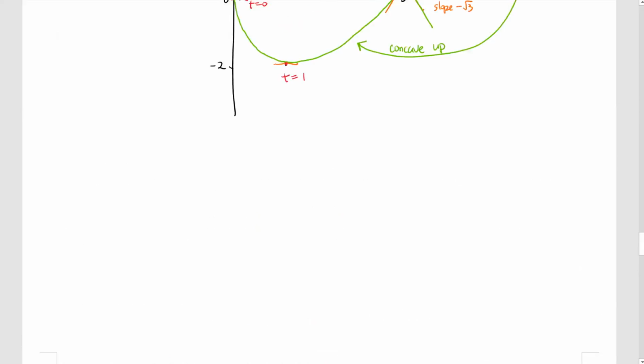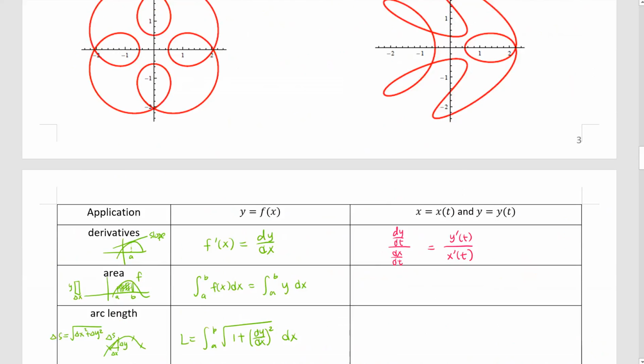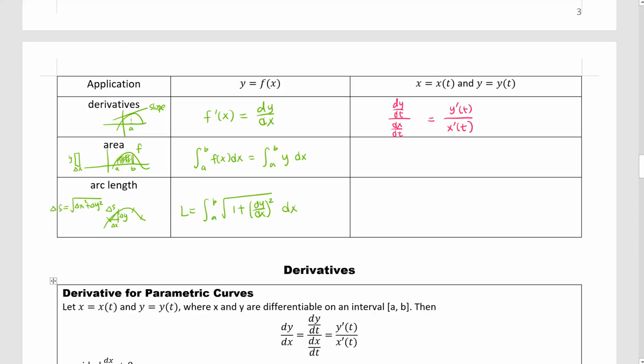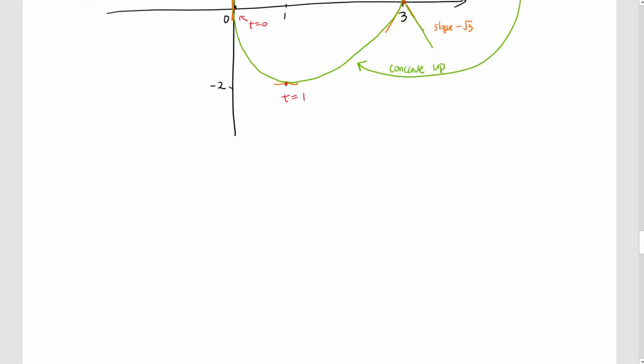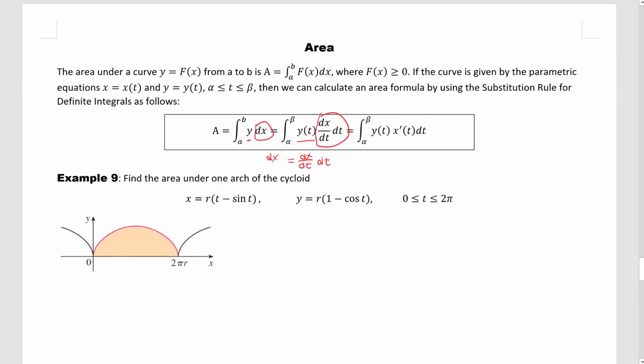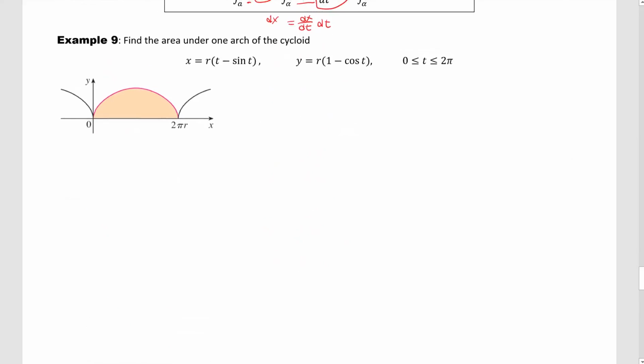Okay, so let's go back to our formula table. And our area is then integral from alpha to beta of y of t, dx is dx dt times dt. Well, that is y of t, x prime of t dt. Okay, so keep this in mind. Let's continue and look at example 9. Find the area under one arch of the cycloid. So we have x and y.